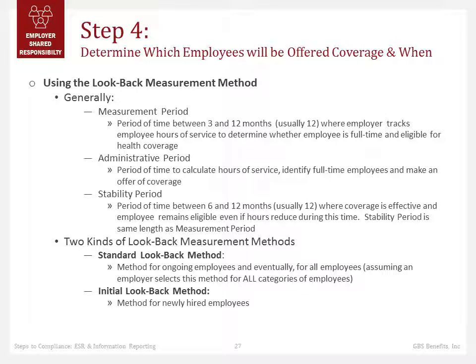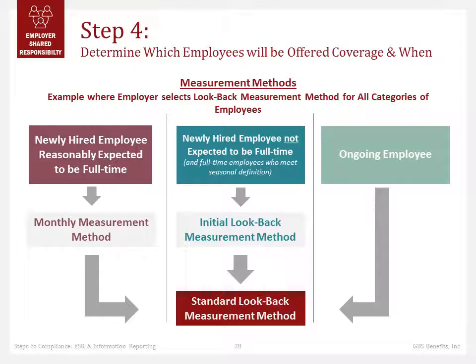And remember, it's newly hired employees that are not reasonably expected at the time of hire to be full-time. Those who are reasonably expected at the time of hire to be full-time would be put in the monthly measurement method, not the initial. And again, if you want to refer back to that graphic that has the 3 categories, that should help. But here it is again, the same graphic. So we've got the 3 buckets of employees again. These are the only 3 categories you need to worry about if you go with the simple approach that we suggest. And again, that simple approach is selecting the look-back measurement method for all categories of employees.